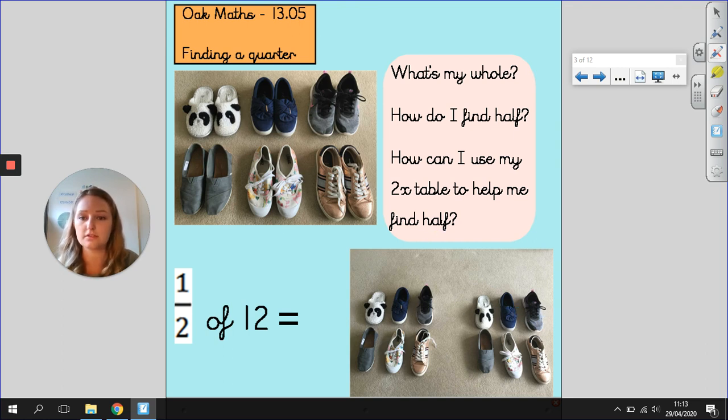So my whole was 12 because I had 6 pairs of shoes. 6 times 2 is equal to 12. I split them into 2 equal groups, 1 from each pair of shoes. Now I can find half. So what is half of 12? Half of 12 is equal to 6.